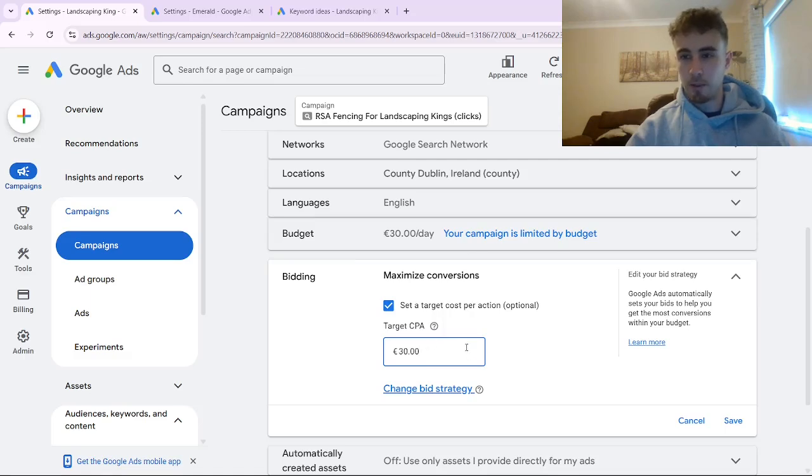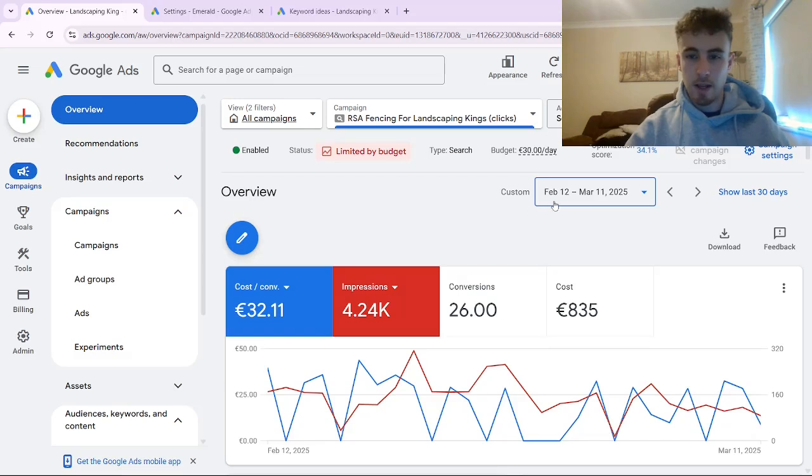So in this example, for this campaign, our current target CPA is €30, but at the end of month one, we had Maximize Clicks in place from February 12th to March 11th, which was month one of this campaign, and our average cost per lead in that time was €32. And what we did when we initially switched to maximize conversions on March 11th with the target CPA is we set this to about €40 at first, just because we wanted to be as flexible as possible.